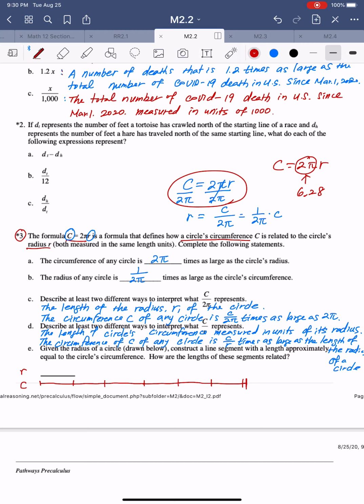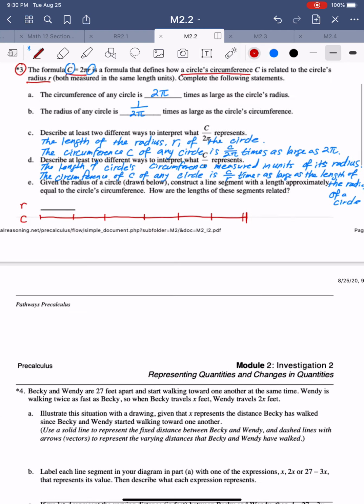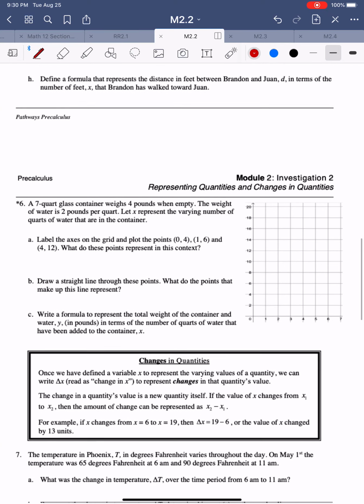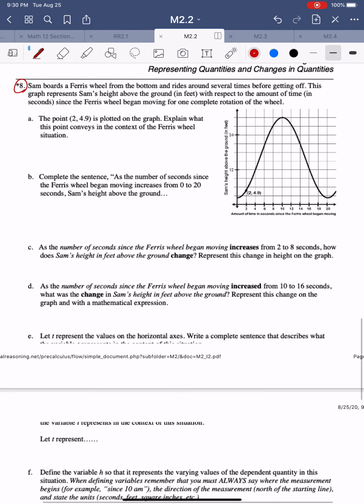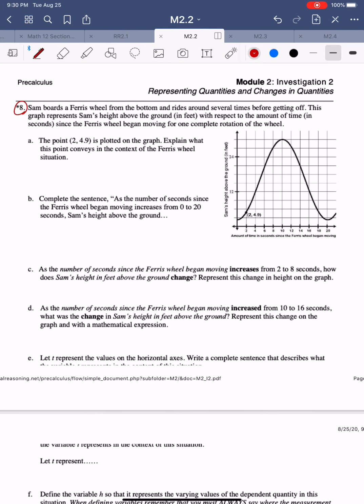Okay. All right, so this is the question for number 3. And then let me go to number 8, which is a question that might come back later too. All right, so Sam boards a Ferris wheel from the bottom and rides around several times before getting off. This graph represents Sam's height above the ground in feet with respect to the amount of time in seconds since the Ferris wheel began moving for one complete rotation of the wheel. So this is only one rotation, okay?